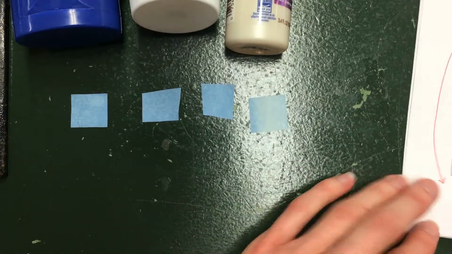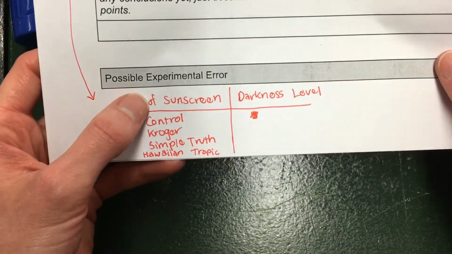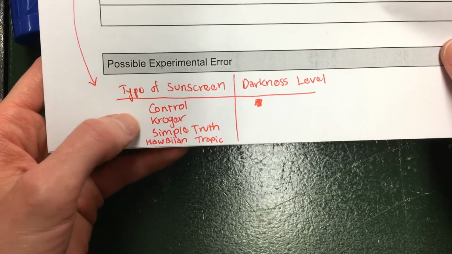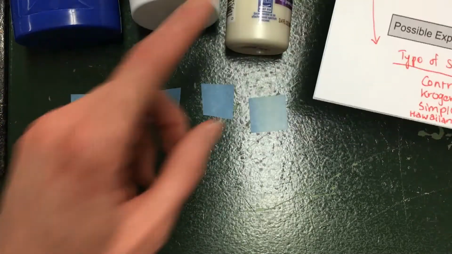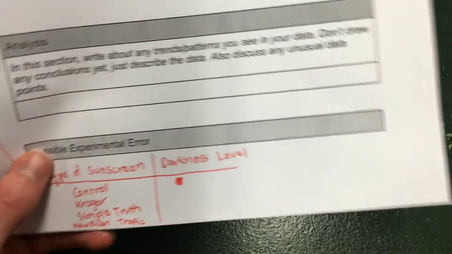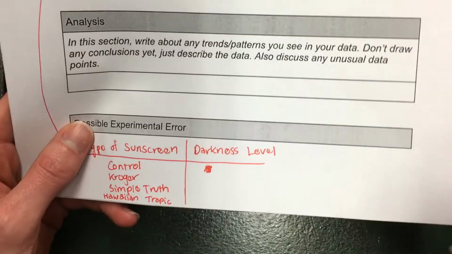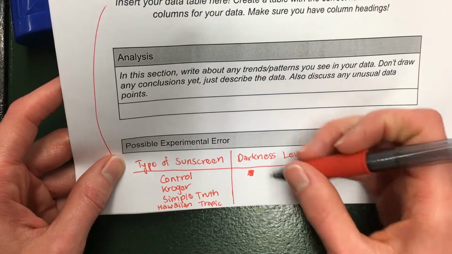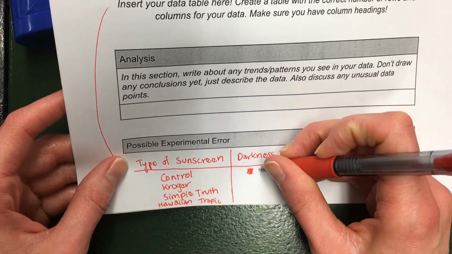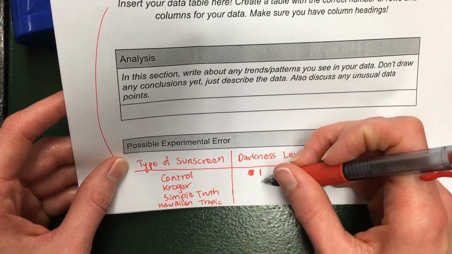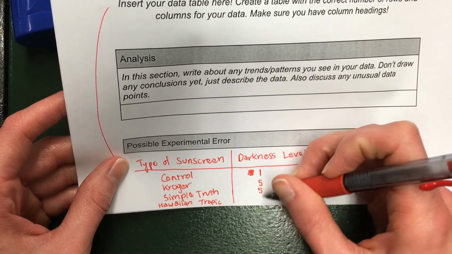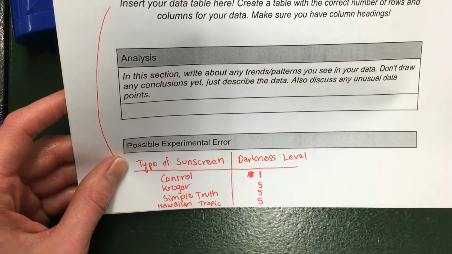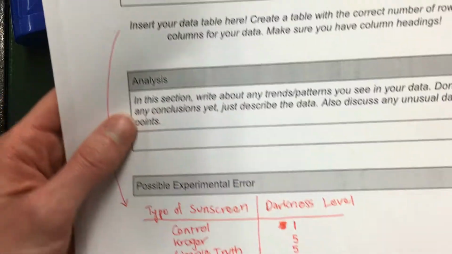So for your data table, what I would do is do something like this. Here's your type of sunscreen: a control group, the Kroger Simple Truth, and the Hawaiian Tropic is the spray. And then I would rate how dark they are on a scale of 1 to 5, so 5 being maximum darkness. So I would say the control's like a 1, it's very light. And then all of the other ones stayed at their maximum darkness. We're talking about the darkness of the paper here, how dark blue they stayed. All right, so that's our data.